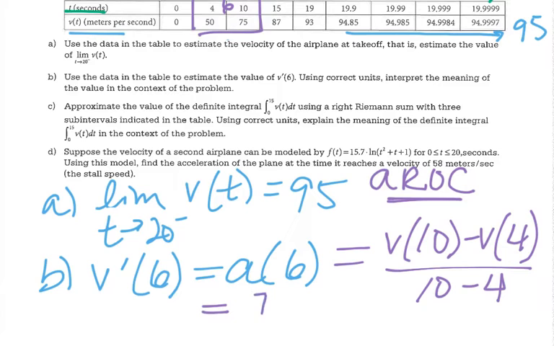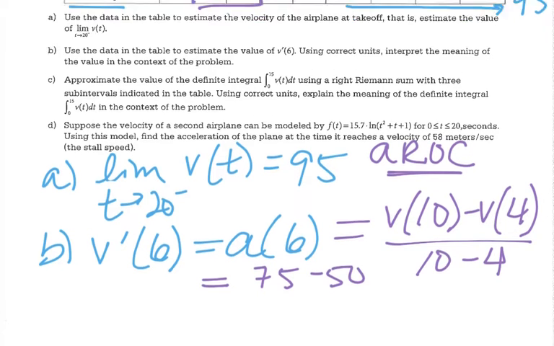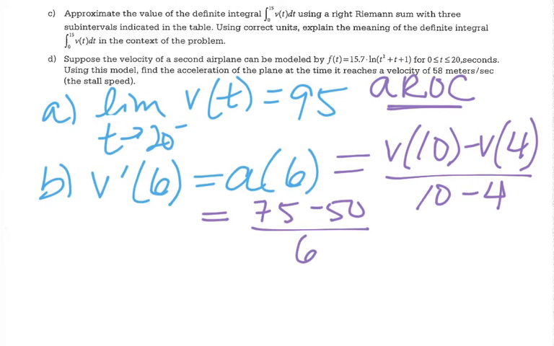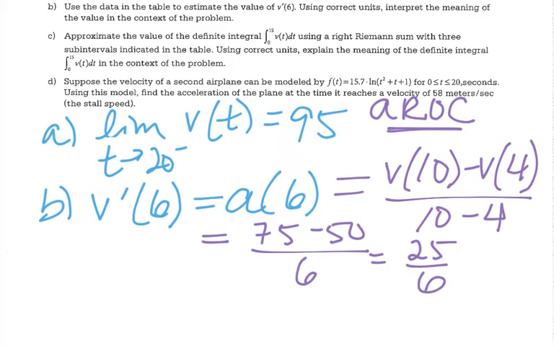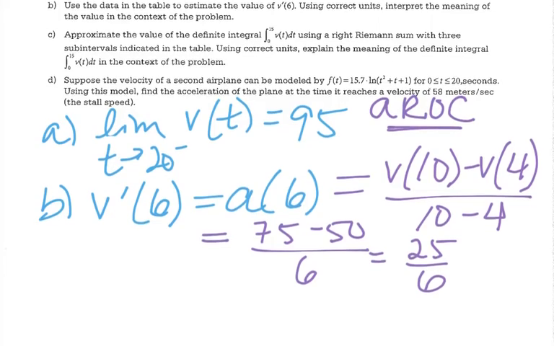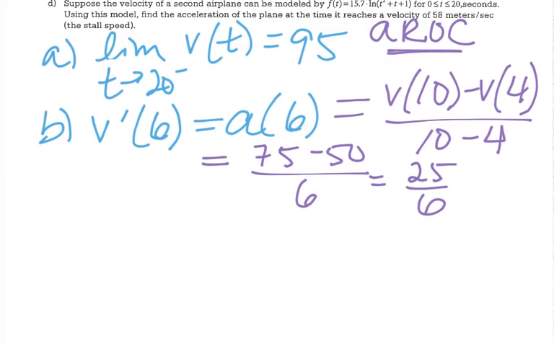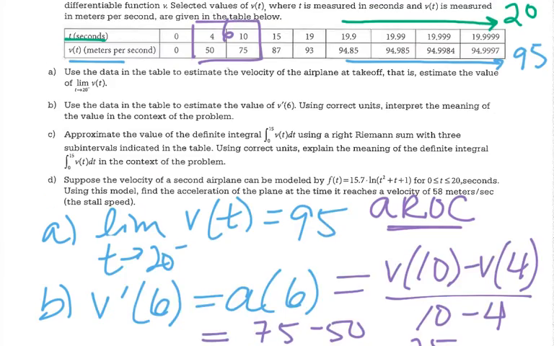Okay, so now we just plug these values in. V of 10 is 75. V of 4 is 50 over 10 minus 4, which is 6. So this is 25 divided by 6. Now, going back to the problem, it says use correct units and interpret the meaning of the value in the context of the problem.